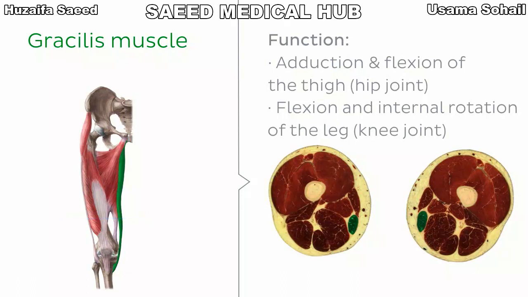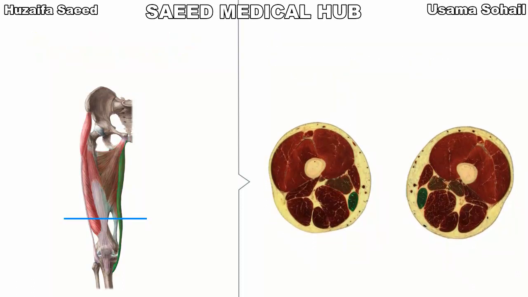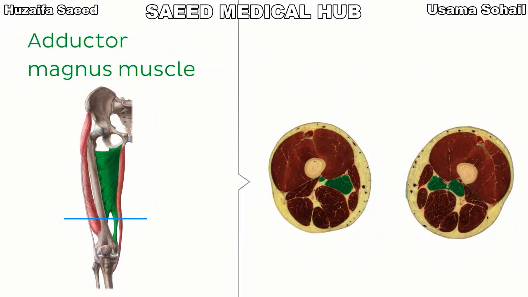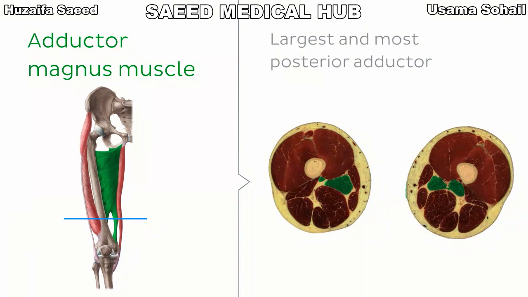The other adductor muscle visible in cross-section is the adductor magnus muscle. The adductor magnus muscle is the largest and most posterior member of the adductor group. It is generally described to have 2 parts, which we can see in our cross-section here. These are the adductor or pubofemoral part and the hamstring or ischiocondylar part.